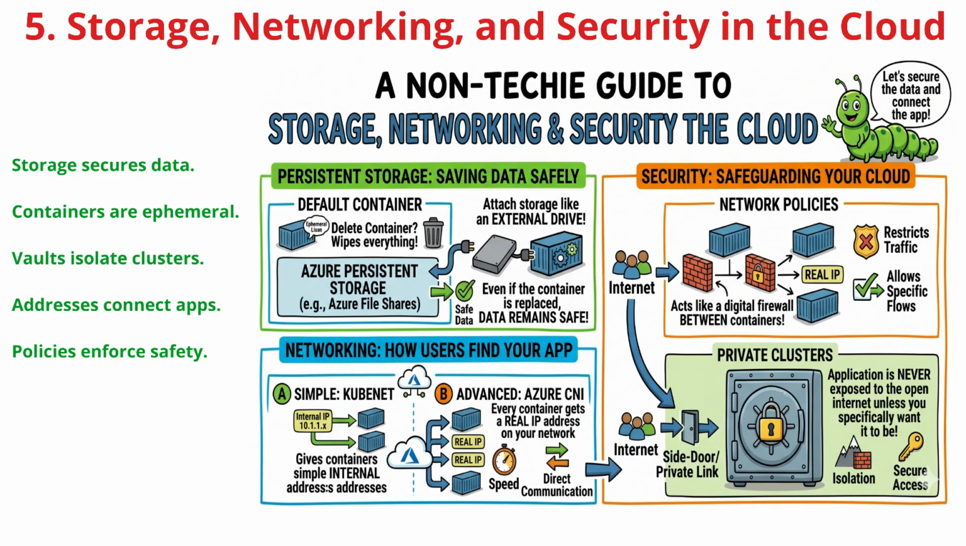How do users find your app? KubeNet is the simple internal way to address containers. But for a massive organization needing speed and direct communication, Azure CNI gives every container its own real IP address on your network. To keep things secure, Azure acts like a digital traffic cop. Network policies build firewalls between containers, while private clusters lock your entire application inside a high-security vault, ensuring it's never exposed to the open internet without your permission.